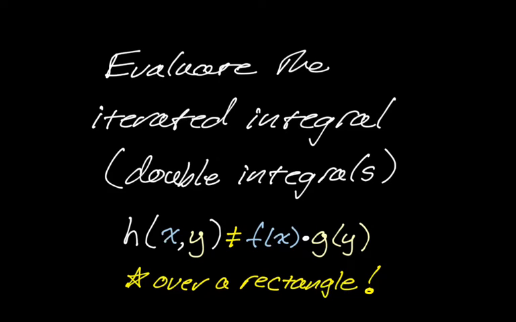Okay, in this video, we are continuing assignment 5 from my Calc CD class. It's about evaluating iterated integrals, which are just double integrals. In this case, the integrand, h of xy, will not be equal to f of x times g of y, so we're going to have to be a little more careful, and we're still going over a rectangle. Let's take a look at the problems.